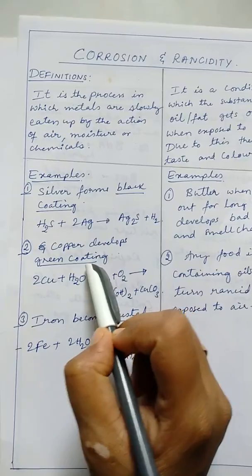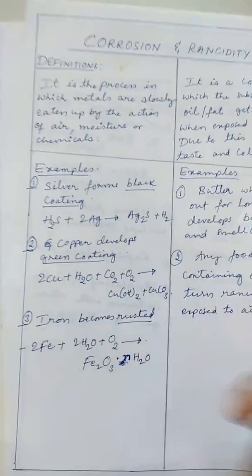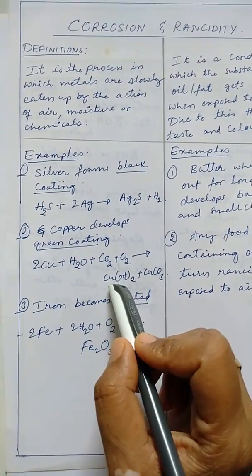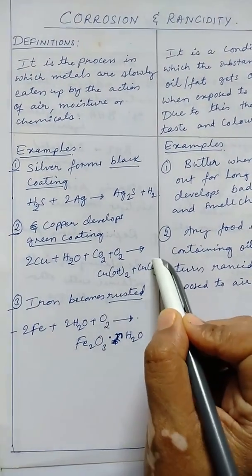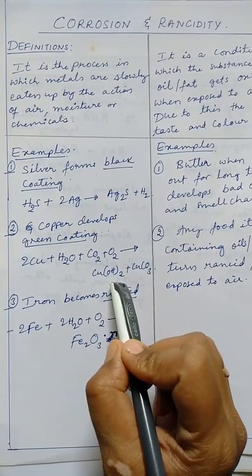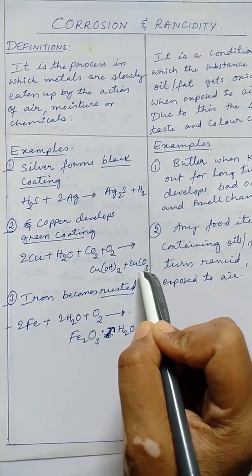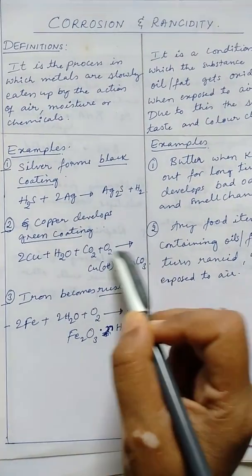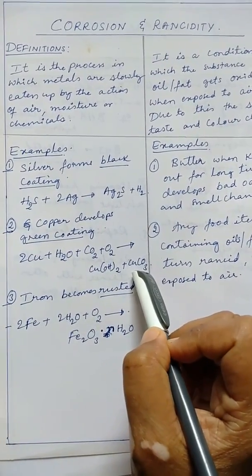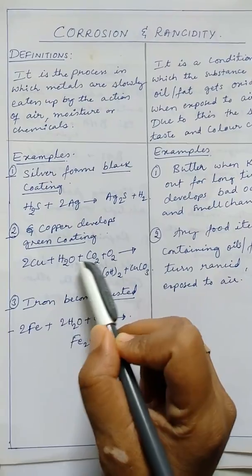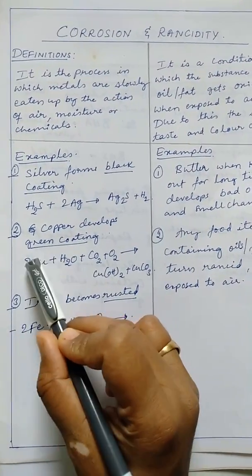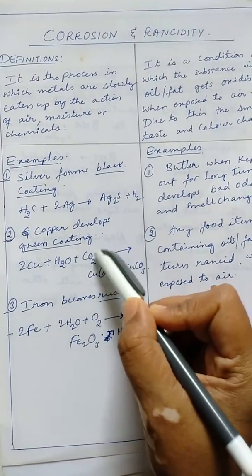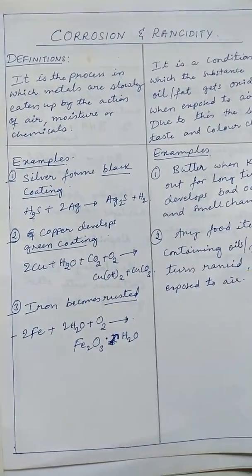Copper develops a green coating, and this green coating is mainly because of the formation of copper hydroxide and copper carbonate. So a mixture of copper hydroxide and copper carbonate is formed due to the reaction of copper metal with moisture, carbon dioxide and oxygen that is present in the atmosphere.